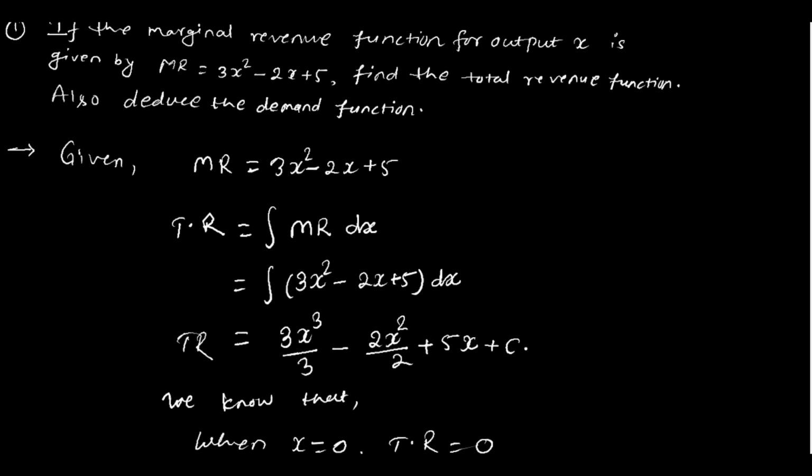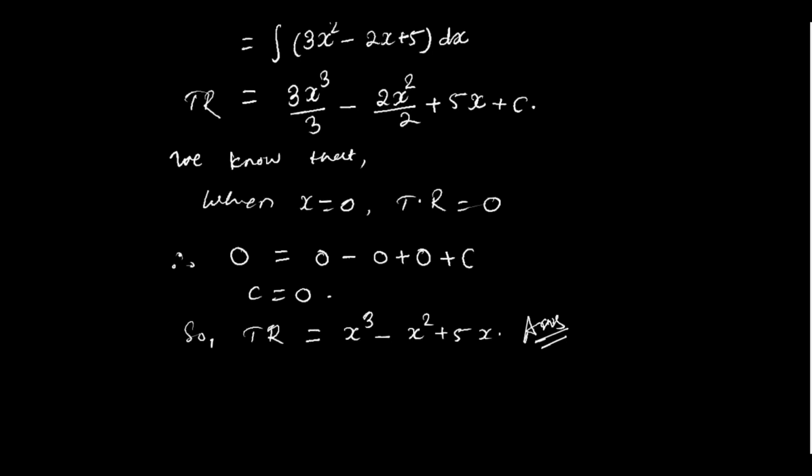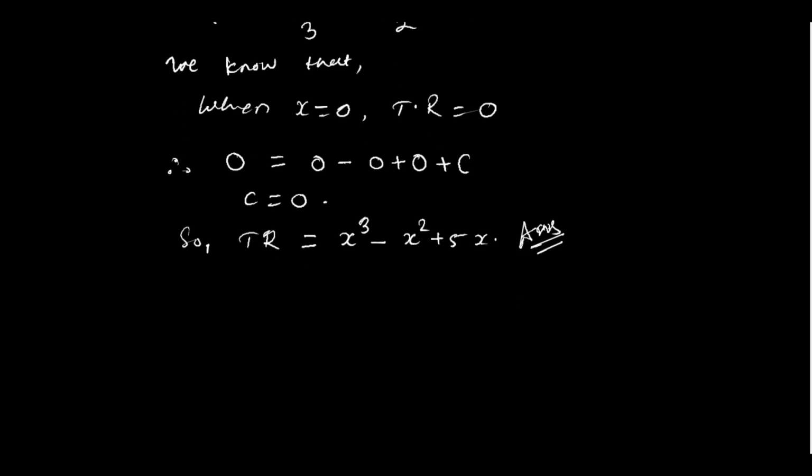Demand means the price. We have to find the value of P. For that, we know that R equals P into X. Therefore, if you have to find the demand function, then demand P will be R by X. This R is total revenue, so that is TR by X. Now we can find it by this formula.